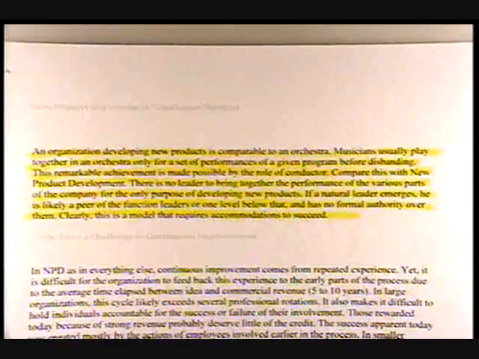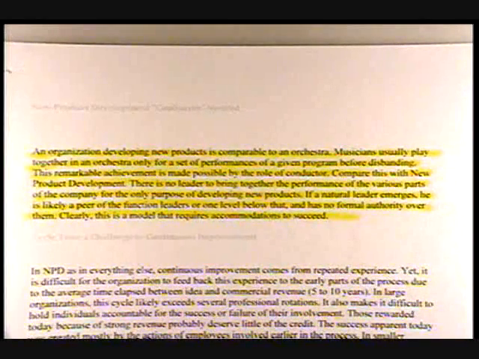And a couple more here. An organization developing new products is comparable to an orchestra. We seem to come across this quite a bit. Musicians usually play together in an orchestra only for a set of performances of a given program before disbanding. This remarkable achievement is made possible by the role of a conductor.